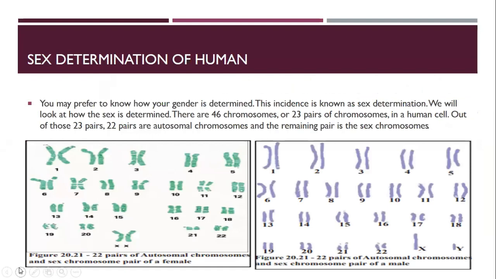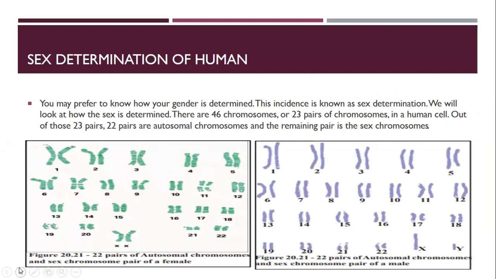Now we'll be talking about the sex determination of humans. You may prefer to know how your gender is determined. This incidence is known as sex determination. We will look at how the sex is determined. There are 46 chromosomes or 23 pairs of chromosomes in a human cell. Out of those 23 pairs, 22 pairs are autosomal chromosomes and the remaining pair is the sex chromosomes.